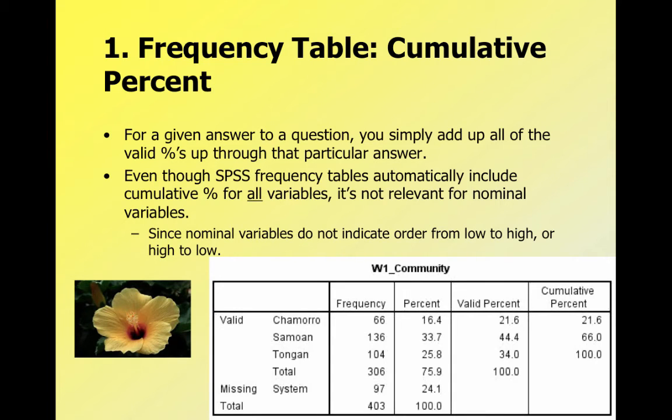And so I want to make sure that we're clear that SPSS will always give us these four statistics: frequency, percent, valid percent, and cumulative percent. But when we're working with nominal variables, such as this one in this case, it really doesn't order our categories from low to high or high to low. Really, it's completely random: Chamorro, Samoan, Tongan. So in this case, for nominal variables, cumulative percent really doesn't matter. It's irrelevant as far as trying to interpret cumulative percent with nominal variables.